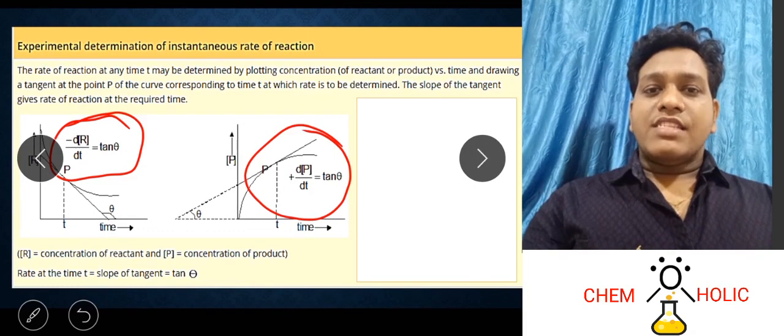I hope you are getting it. How do you calculate the slope of the tangent? Slope is y2 minus y1 upon x2 minus x1. That is the formula for calculating the slope.